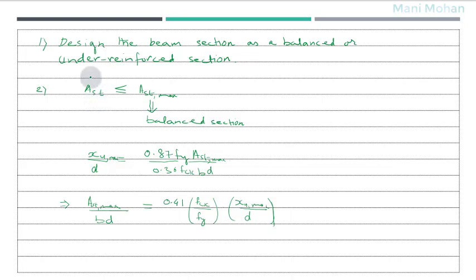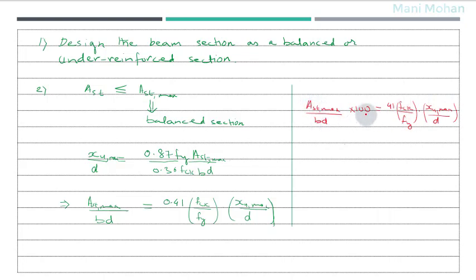When I want an under reinforced section, I should make sure that the tension reinforcement is less than or equal to the maximum steel which corresponds to the balanced section. There is one more term which I would like to introduce. Now, this Ast max by bd I can write like this also: Ast max by bd into 100 will give me 41 into fck by fy into xu max by d.